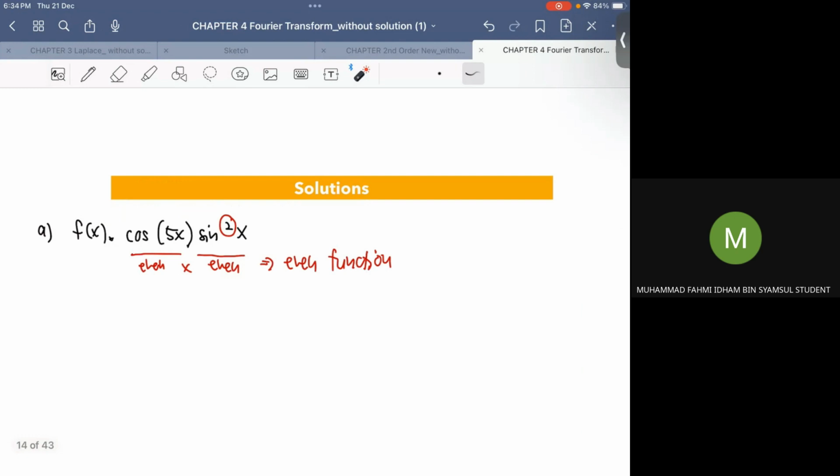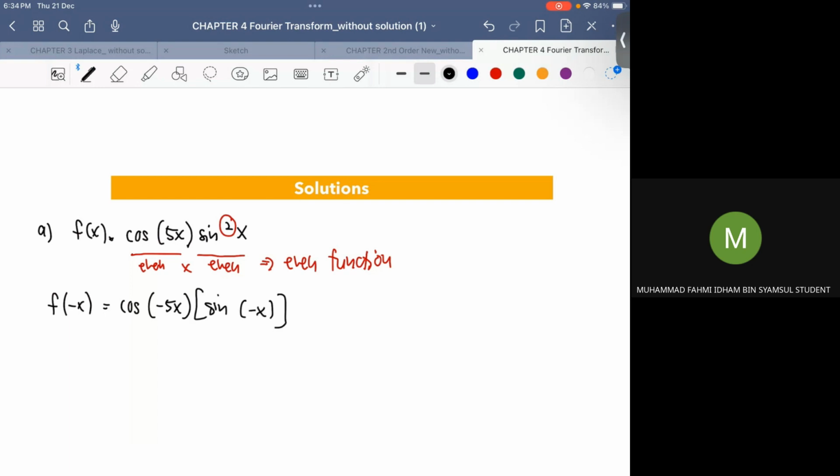Can we use the method of substituting x with negative x? Yes, we can use this method. Let's try. f(negative x) will become cos negative 5x multiply sine square of negative x. So sine square x actually is sine x multiply sine x, and now we substitute x with negative x.